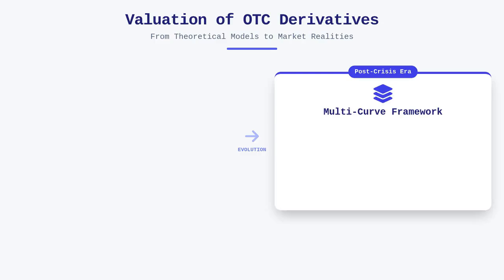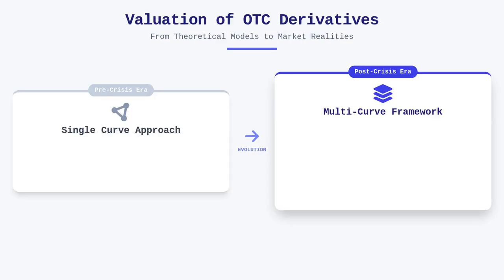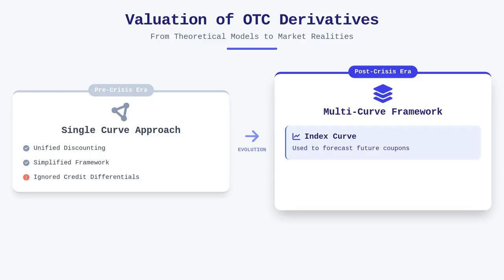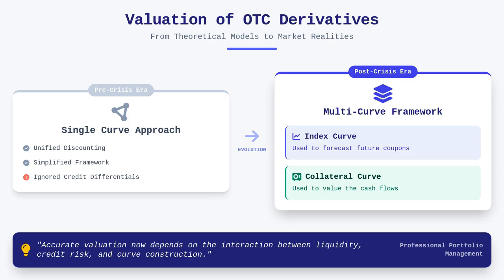However, the post-crisis environment has necessitated a shift toward a multi-curve framework. Unlike the pre-crisis era, where a single discount curve was used for all cash flows, we now distinguish between the index curve used to forecast future coupons and the collateral discount curve used to value the cash flows. This approach accounts for the inherent differences in liquidity and perceived credit risk between various instruments, which is essential for any professional managing these portfolios. Accurate valuation requires deep attention to how these forward curves are built and how they interact with each other in the discounting process.